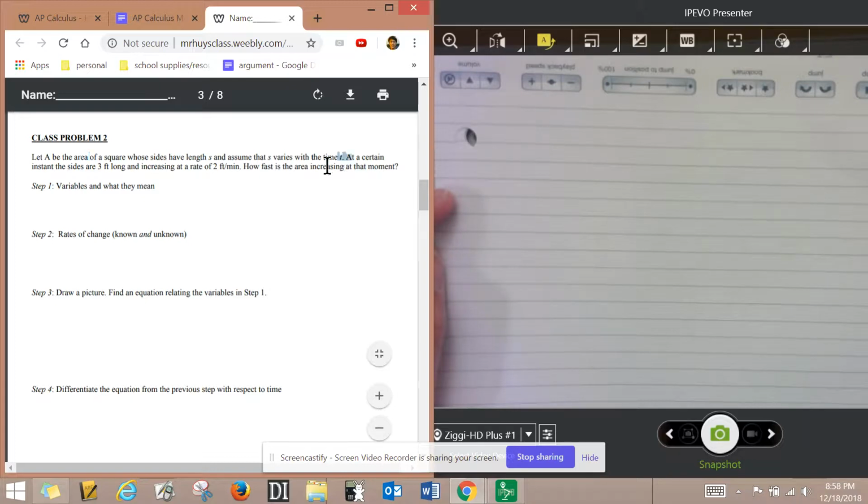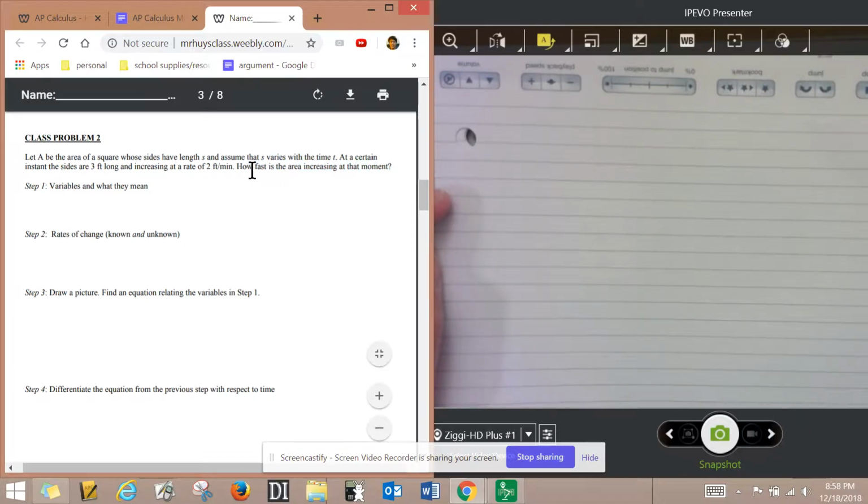At a certain instant, okay, the sides are 3 feet long and increasing at a rate of 2 feet per minute. So s is going to be equal to 3 feet, and ds over dt, how the side increases at that instant, will be 2 feet per minute. How fast is the area increasing? So I'm looking at not just the area, but how it's increasing. That means dA over dt.